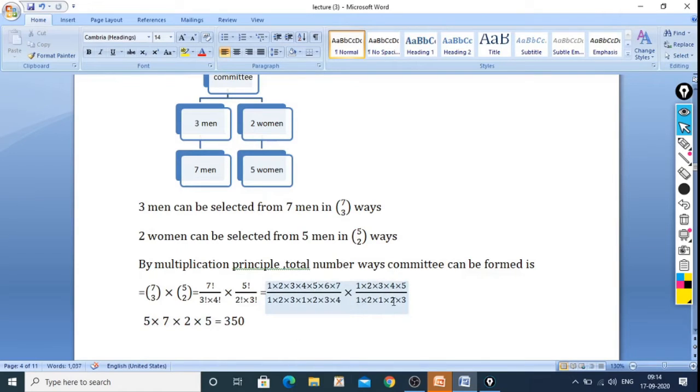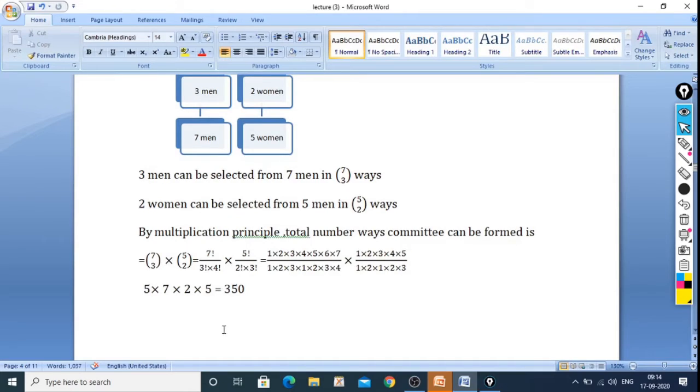In the second term, here up to 3 it will get cancelled. So 4 into 5. But here in the denominator is 2. So 4 into 5, that is divided by 2. That means 2 into 5. So the remaining is 5 into 7 into 2 into 5. So 5 7s are 35, 2 5s are 10. So 35 into 10, that is equal to 350. So in 350 ways we can form a committee of 3 men and 2 women.